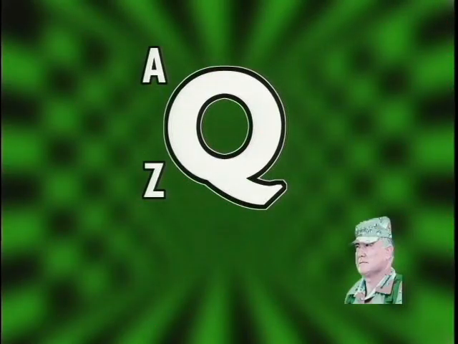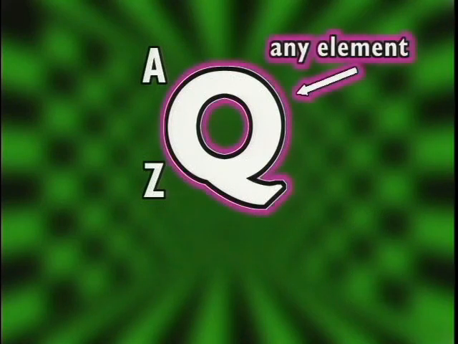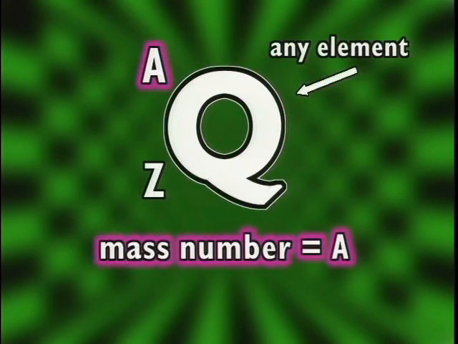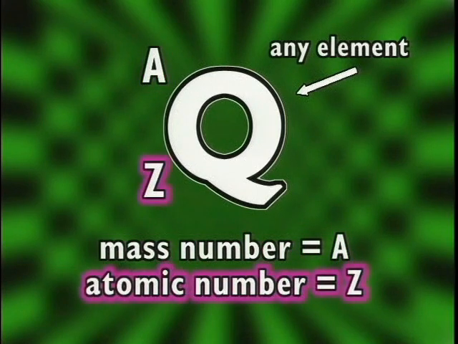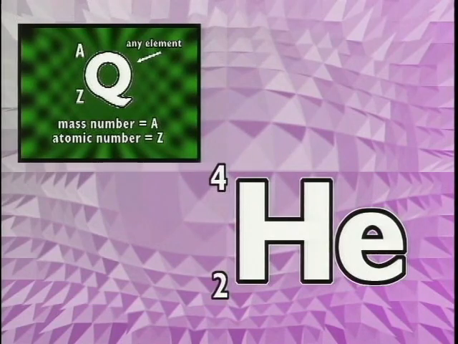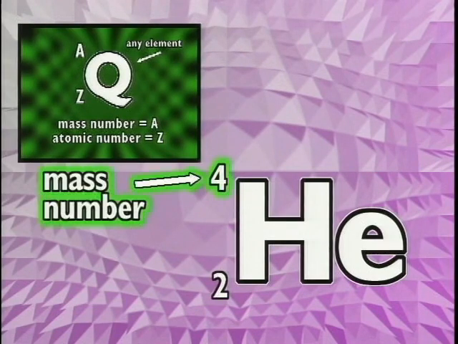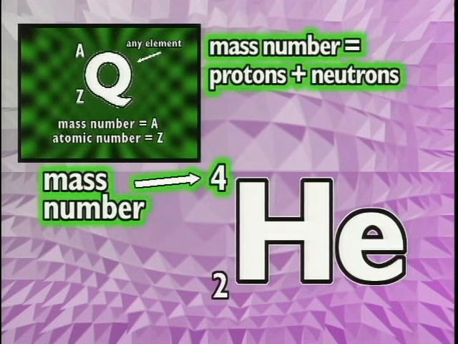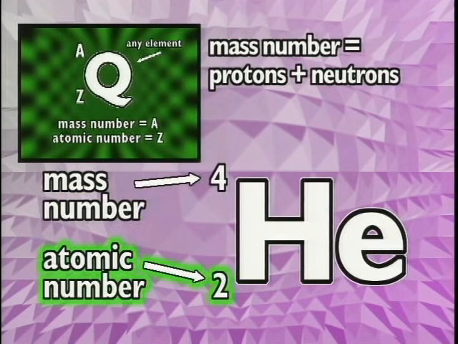There's a general notation to represent the mass number and atomic number for any element. Let's say Q represents any element. Write the mass number of Q as a superscript on the left, and the atomic number of Q as a subscript on the left. Here's what the notation looks like for the element helium, which has a mass number of 4 with 2 protons and 2 neutrons in its nucleus, and an atomic number of 2, which stands for its 2 protons.